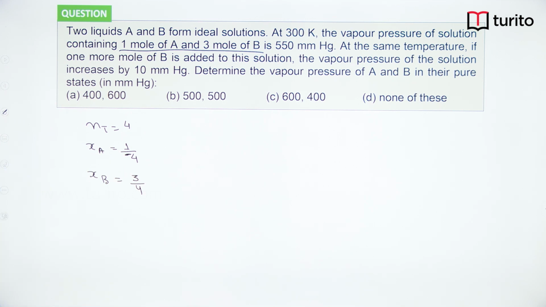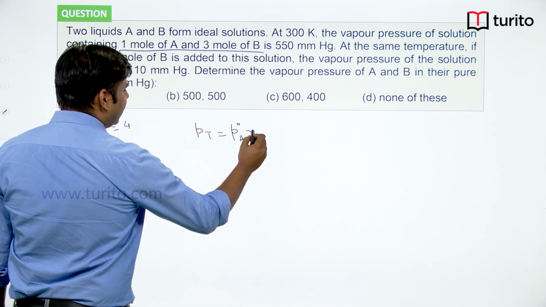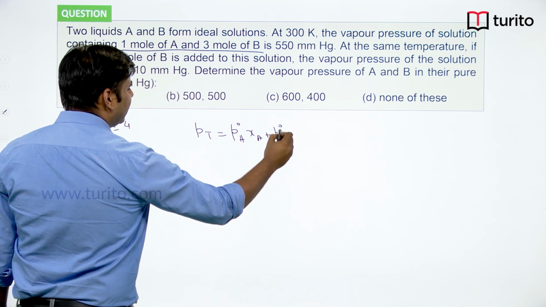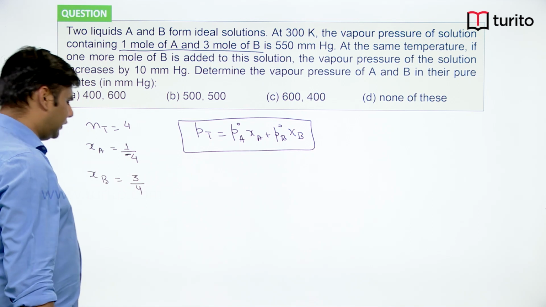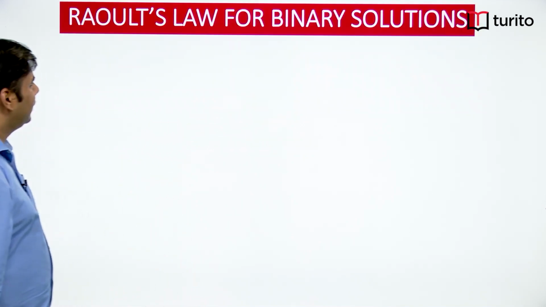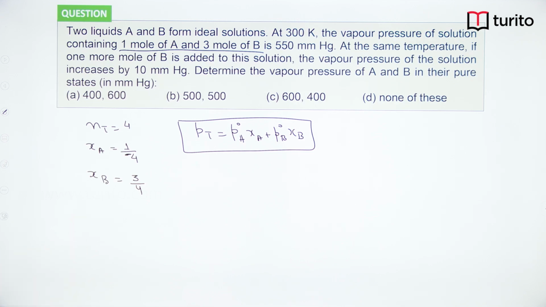For this question we are going to use Pt is equal to P naught A XA plus P naught B XB. Just wait a minute, I will explain this before we solve this question. Again, a very easy question. So let us first study Raoult's law for a binary solution and then we will get back to this question.